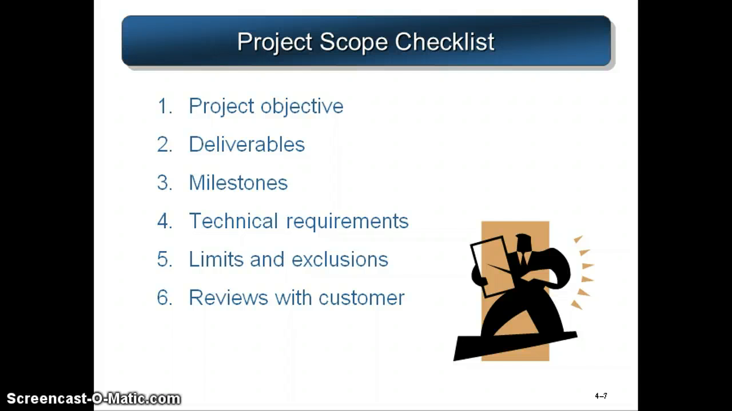Technical requirements are typically requirements that clarify the deliverables and/or the performance specifications for the product, service, or result. Limits and exclusions. You must communicate the limits of the scope to the customer. In the limits and exclusions area, you would list the items that are not included in the work scope. This is important to ensure that the proper customer expectations are set. This can also help limit scope creep as well.